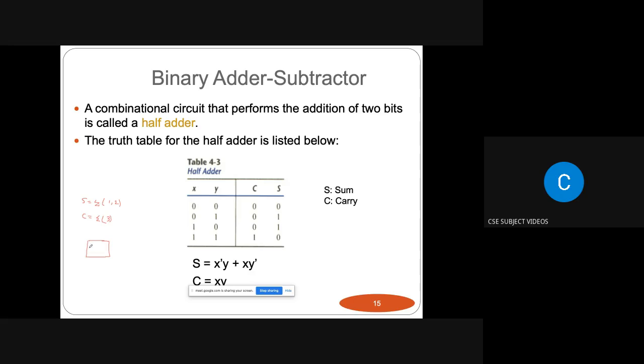So we have to draw the separate K map for sum and carry. Here first we will find the sum and next we will find the carry. We can represent the x variable in the row and y variable in the column. The first row is x dash and x, here it is y dash and y, and S is equal to summation of 1, 2. So we have to plot the values, that is 0, 1, 2.